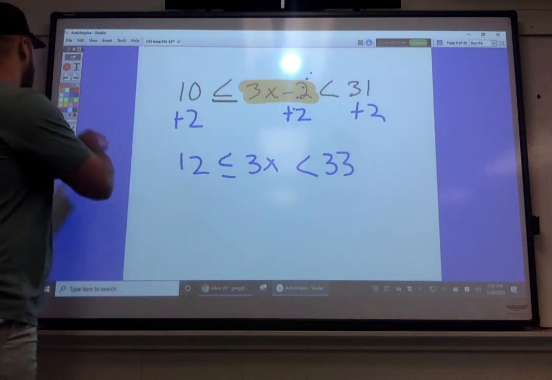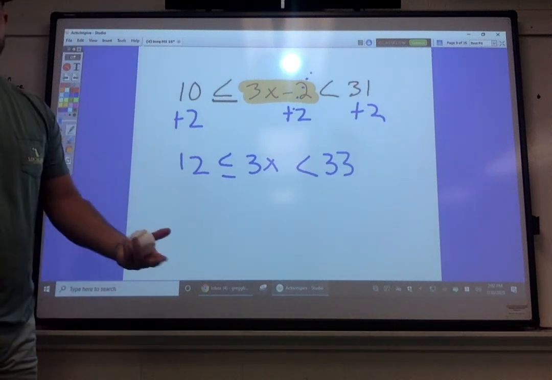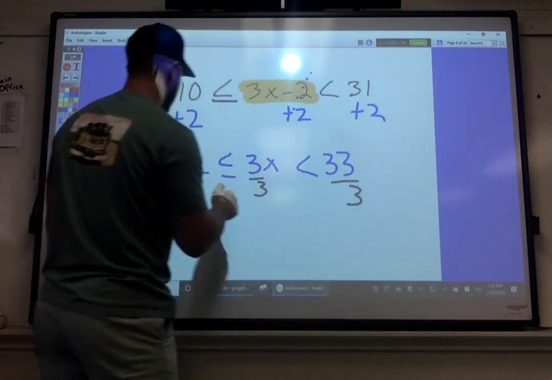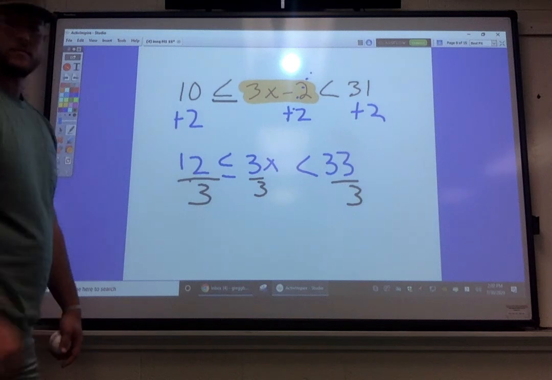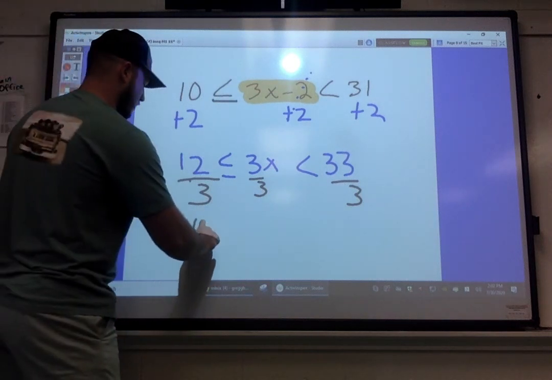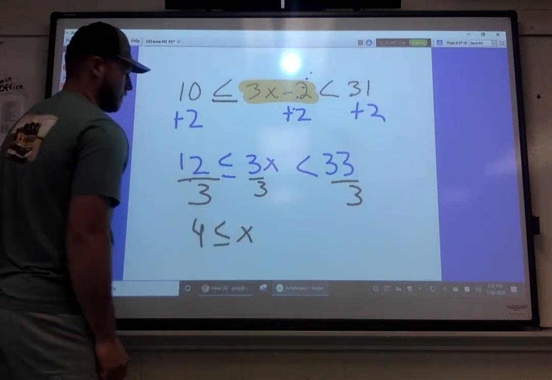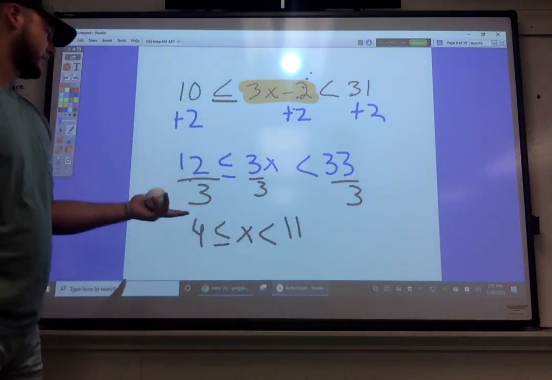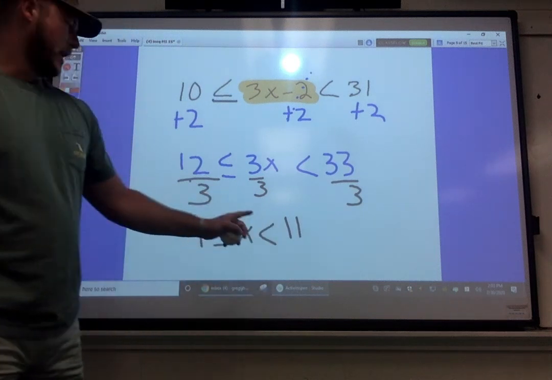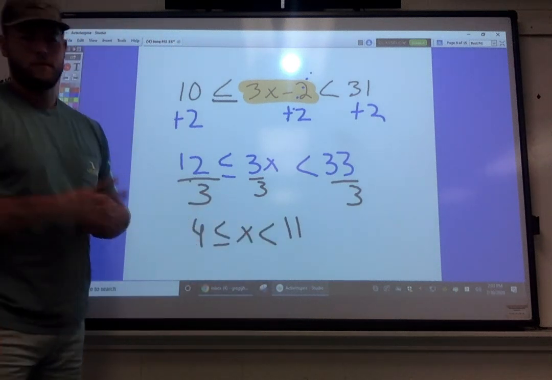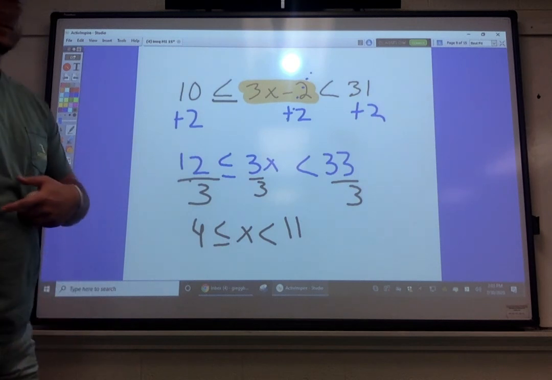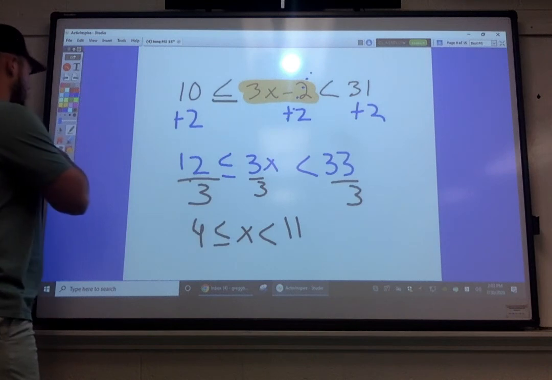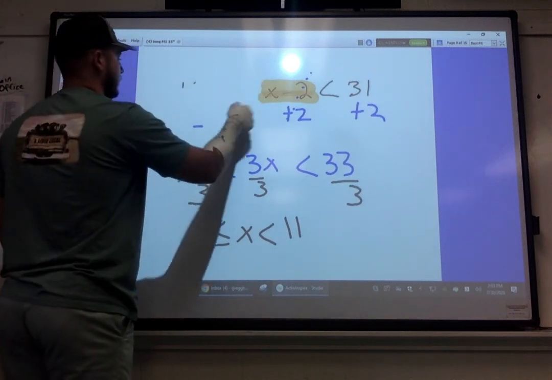So now we've got one more step to do. We're going to divide by 3 in this case. Divide by 3, 3 different places, right? So 12 divided by 3 is 4. 33 divided by 3 is 11. So x is going to be less than 11 and greater than or equal to 4. Right? X is greater than or equal to 4 and less than 11. So on a number line, hopefully you guys have this copied down already.